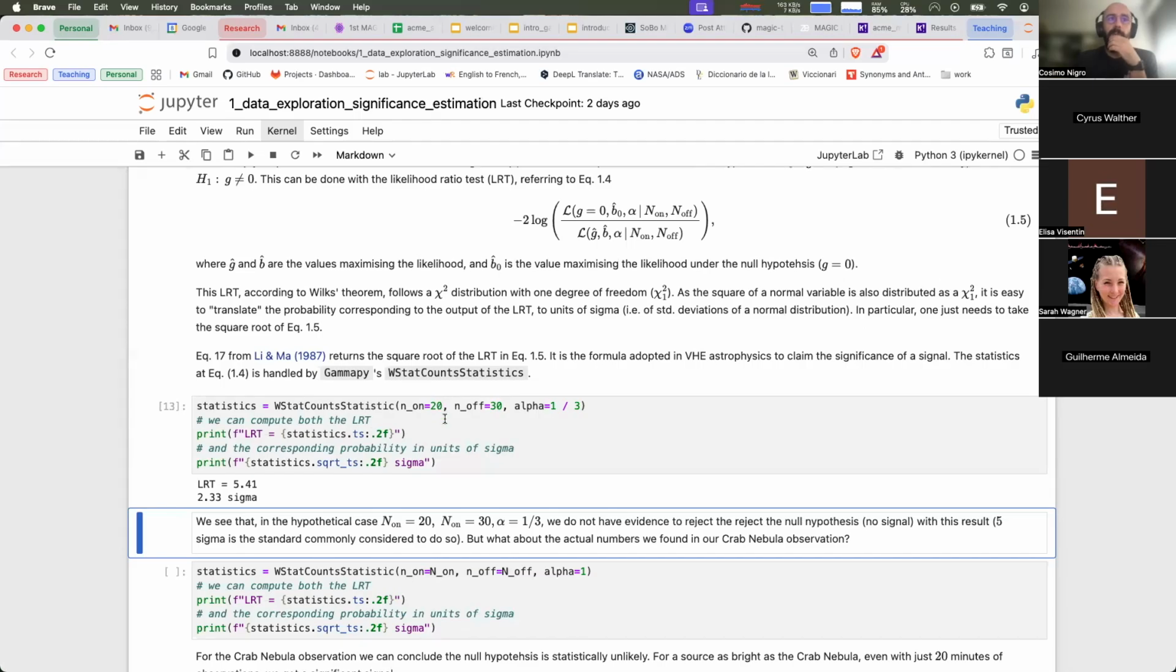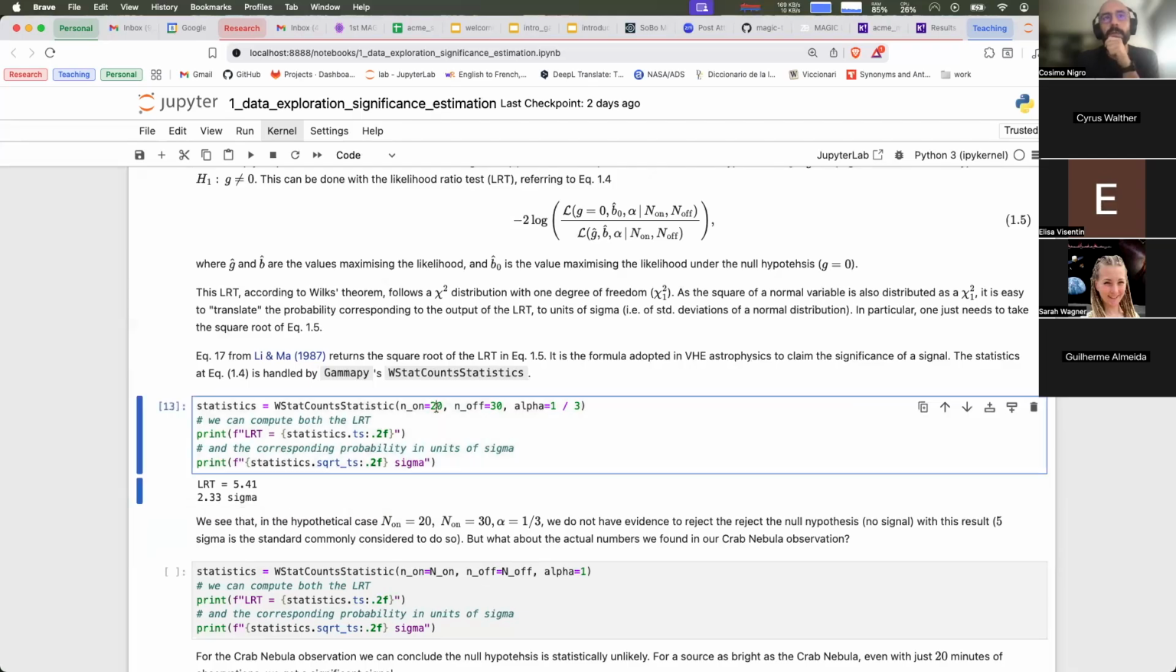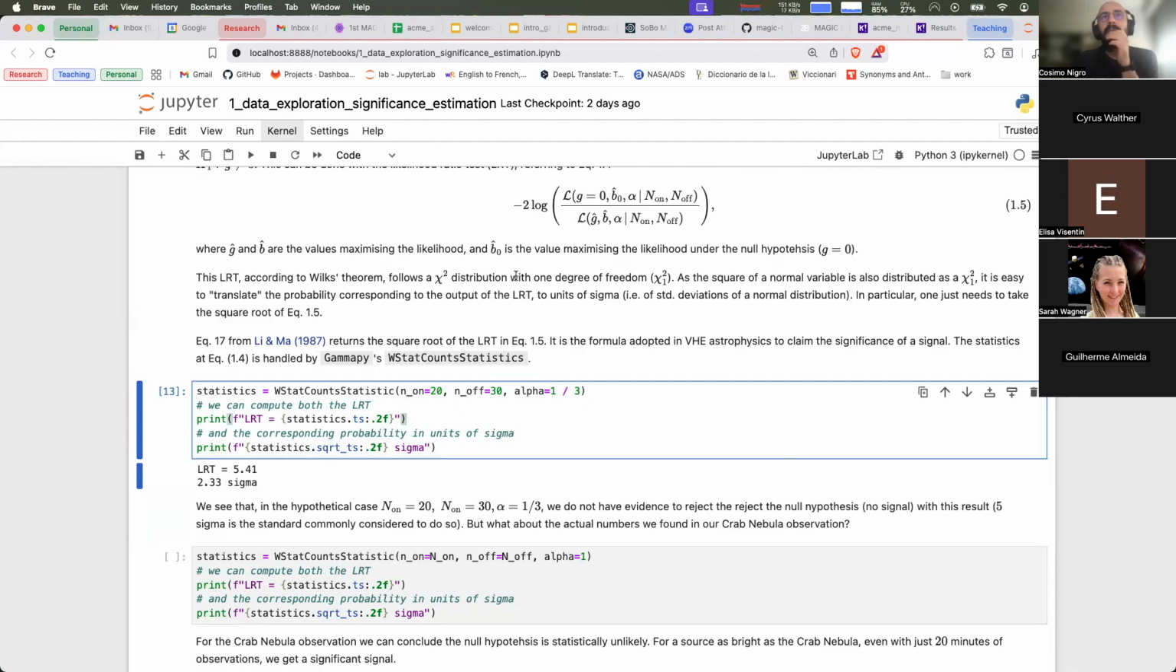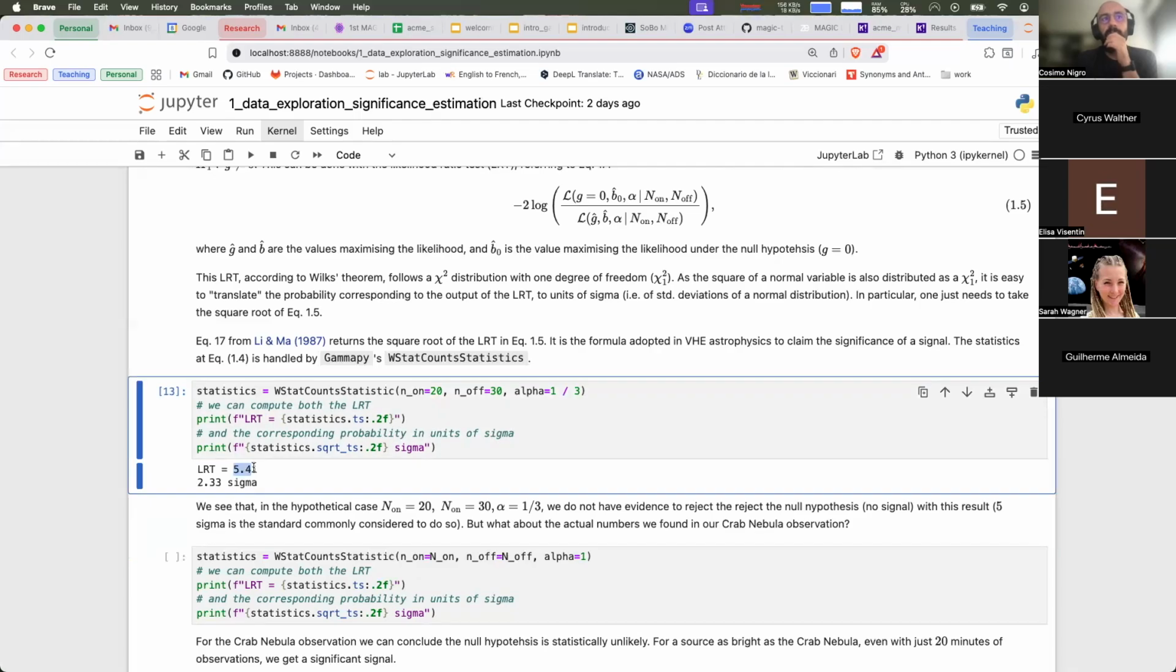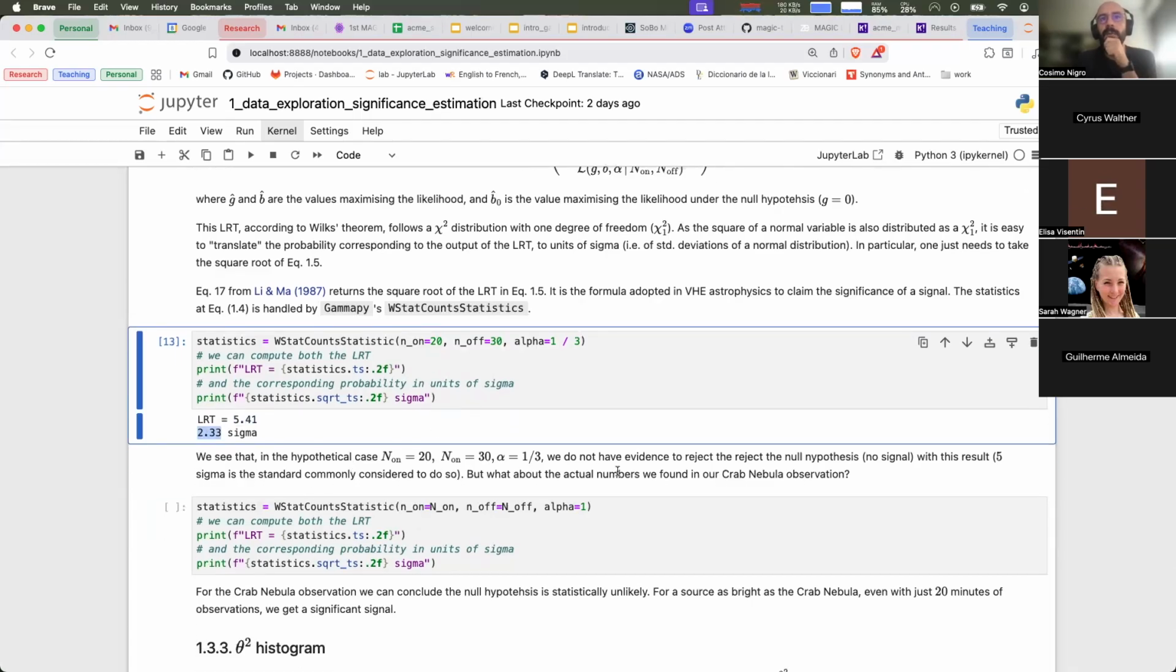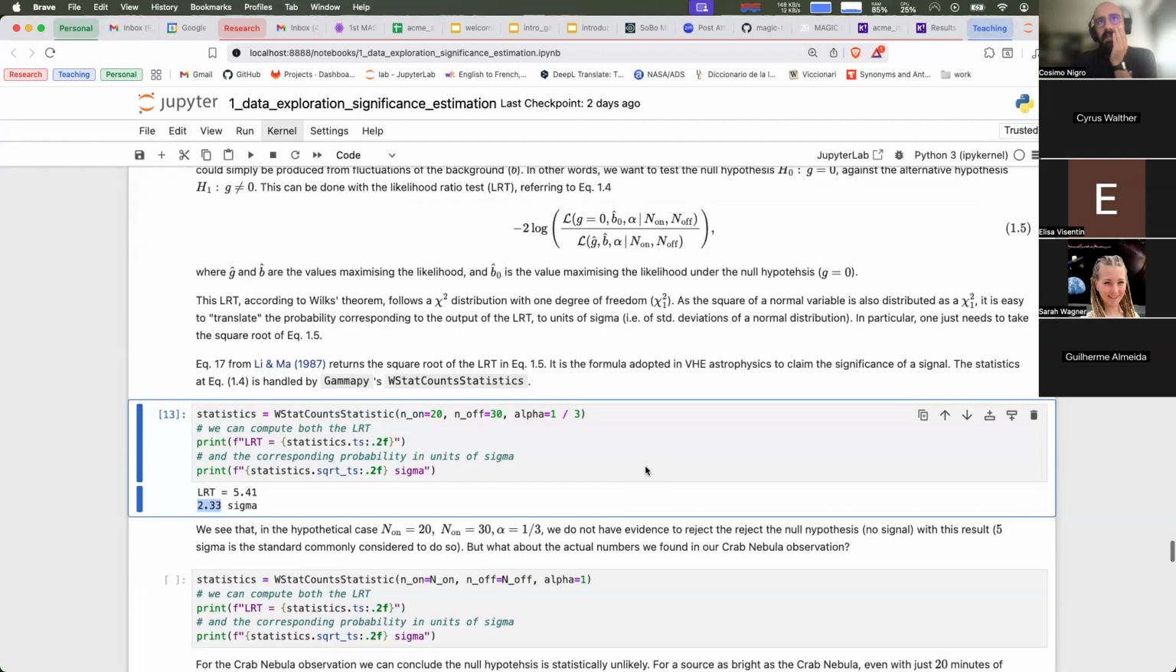Okay, so let's use the hypothetical numbers that we were using, 20 on, 30 off, a scaling factor of 1/3, because we used 3 off regions. Basically, the likelihood ratio test gives us 5.41, and if we take the square root, we get 2.33 sigma, okay? So we see that in this hypothetical case, we do not have evidence to reject the null hypothesis, no signal. Usually the threshold that we use is 5 sigma, okay? But in this case, we cannot claim that there is a significant signal.